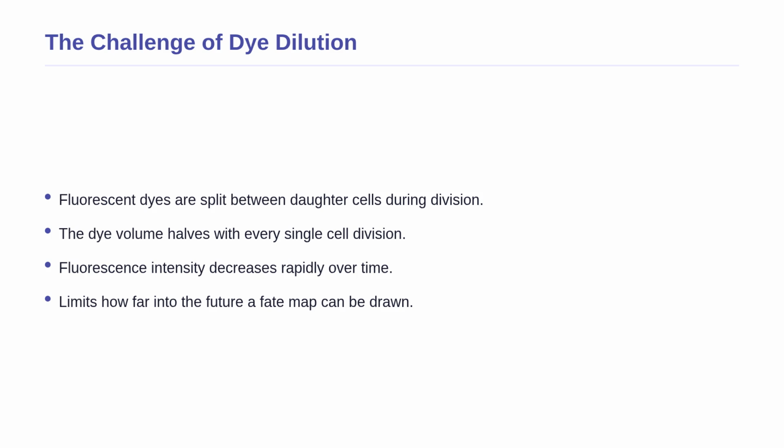This physical reality creates a strict limit on how far into the future researchers can draw the fate map. If the dye becomes too faint for the microscope to detect, the tracking process halts. Therefore, we need a way to calculate how this dye dilutes over time to ensure our tracking methods are actually viable.